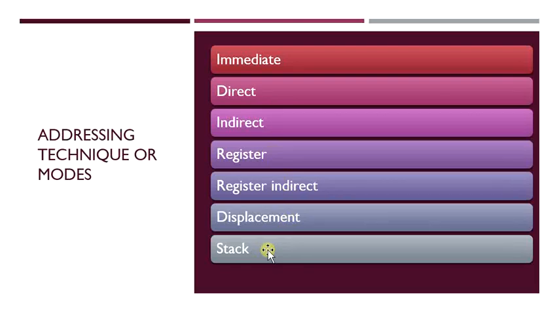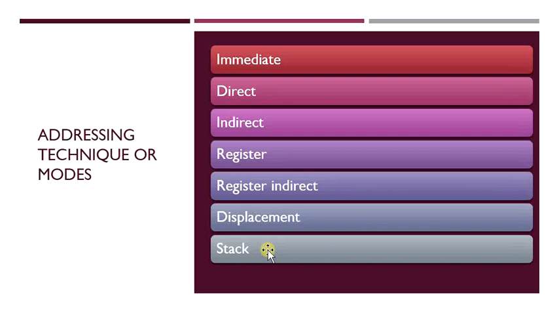In chapter 12, you already learned what an instruction set is and how to code instructions in assembly language using different numbers of addresses. For example, 0 address instruction, 1 address instruction, 2 address instruction, and also 3 address instructions. Now in chapter 13, we are going to learn the addressing modes.